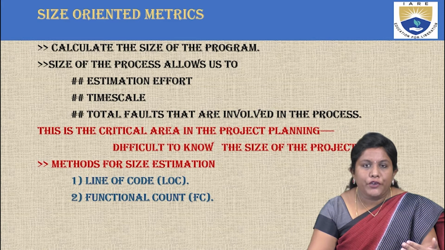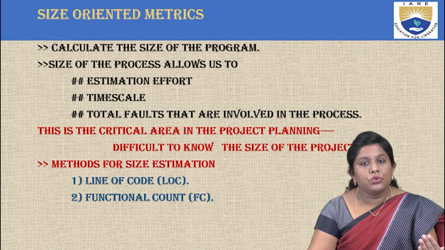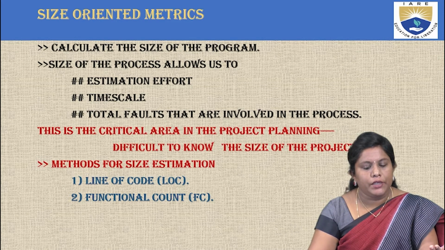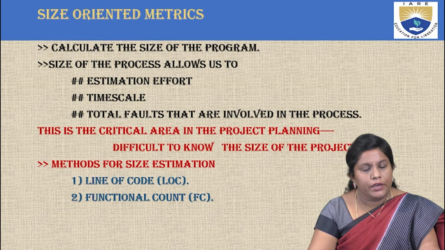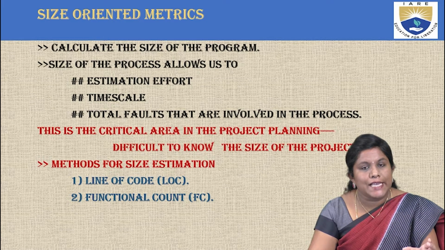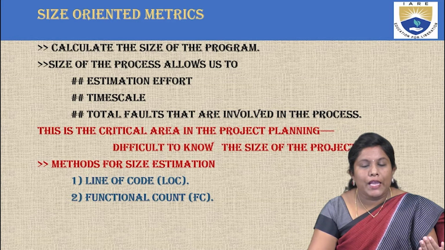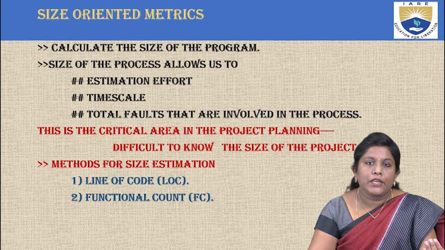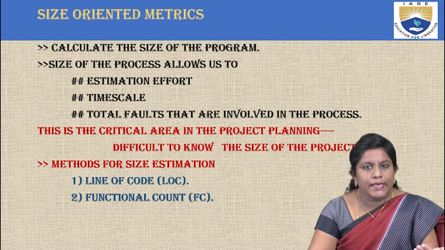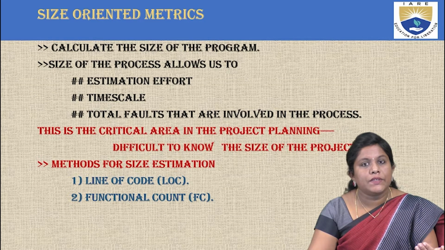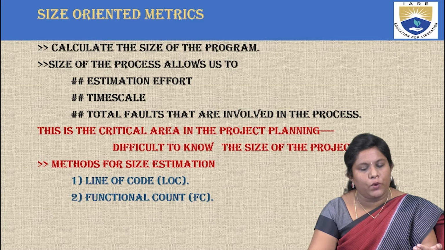Now, when you are trying to focus on how to find the cost estimation, we have to know about size-oriented metrics. Here, our general focus is on how to calculate the size of a program. As we've discussed previously, you count the lines, removing the comment lines and the white spaces. That gives us the lines of code, which is called LOC.